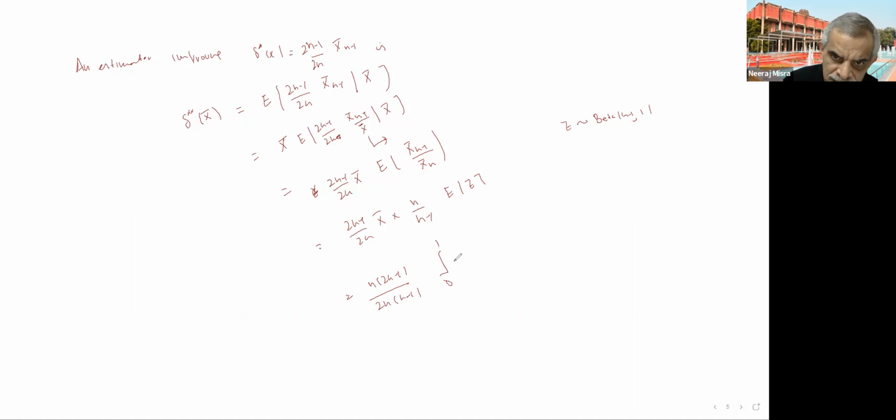Expected value of z is the integral from 0 to 1 of z times the distribution of this, so that is how much? Beta n minus 1, z to power n minus 2, right? Which becomes, there's X bar over here, so this becomes (2n minus 1)/(2 times (n minus 1)). And this n minus 1 gets cancelled with this, right? So (2n minus 1)/2. And how much that becomes? That becomes z to power n minus 1, right? That becomes 1 by n, right? So (2n minus 1)/(2n) X bar. So that is an estimator which improves upon this.